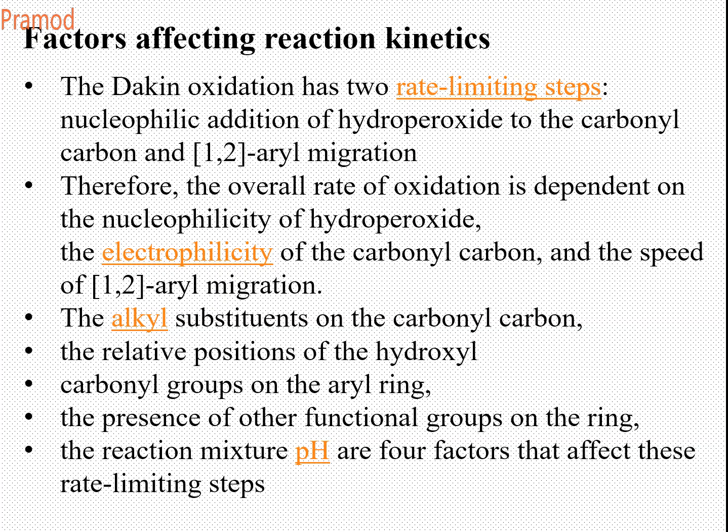Aryl migration depends upon the substitution on the benzene ring. Anything which is electron rich will favor 1,2-migration. If the phenyl group contains an electron donating group, it will stabilize the tetrahedral intermediate that is formed. That's why it will favor 1,2-aryl migration. The alkyl substitution on the carbon relatively reduces the reaction. Then the relative position of the hydroxyl.